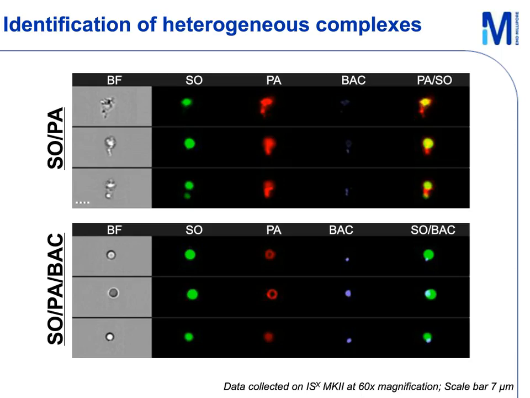In both cases, I also want to point out that it's quite difficult to identify this interaction when looking at the bright field image alone. Therefore, this experiment demonstrates that fluorescent stains can be a useful tool for identifying these types of interactions using imaging flow cytometry.